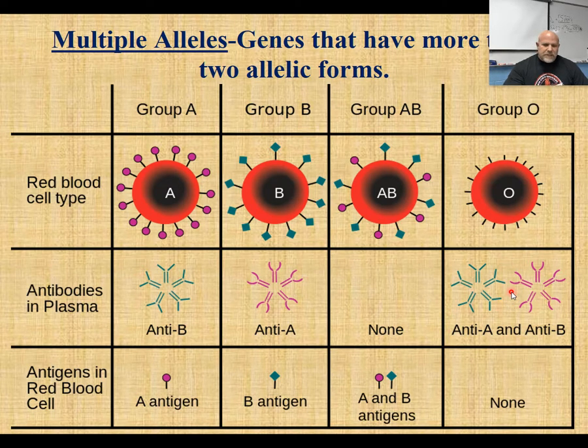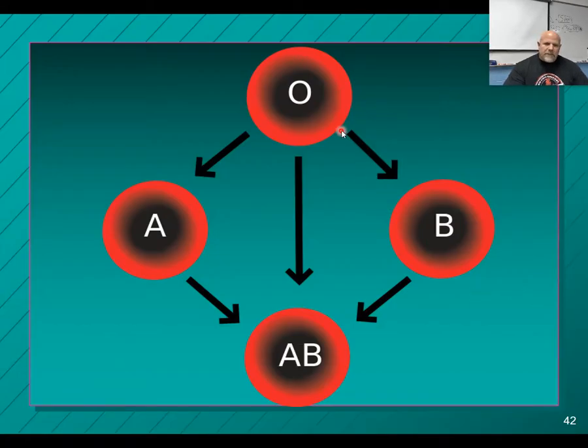Now, because of this arrangement, different people can donate to different other people. So somebody who's type O can donate to really anybody. People who are type A can donate to A and AB. People who are B can donate to B and AB. And people who are AB could only donate to other people who are AB. That's why we call type O the universal donor and type AB the universal recipient.